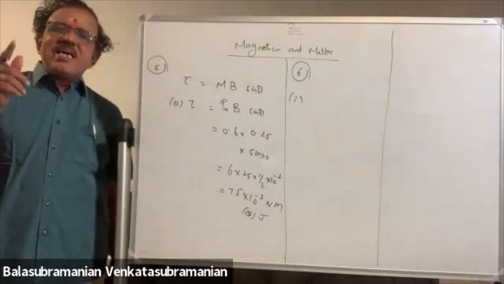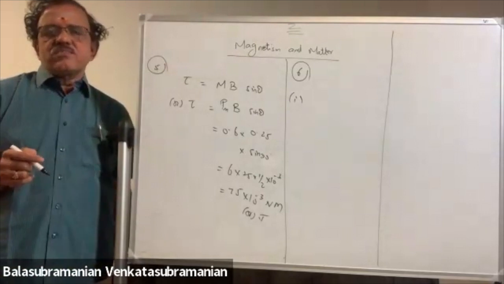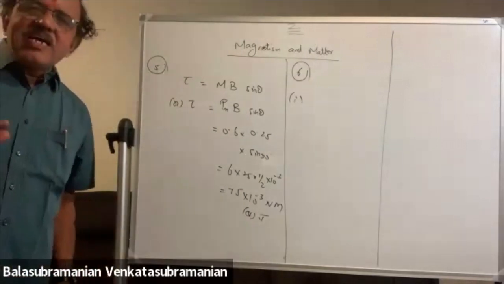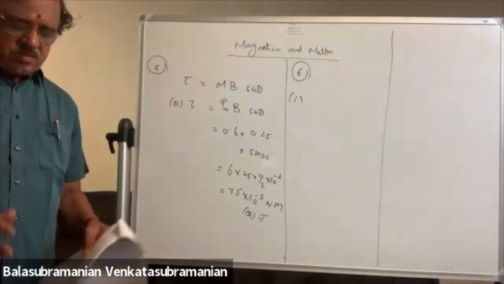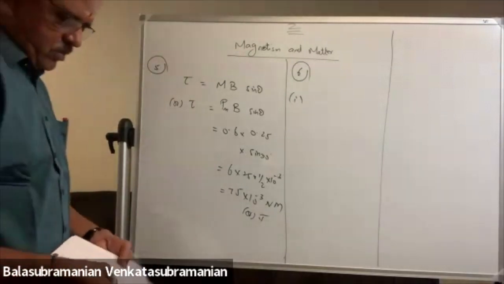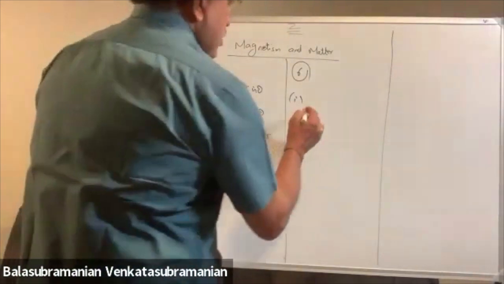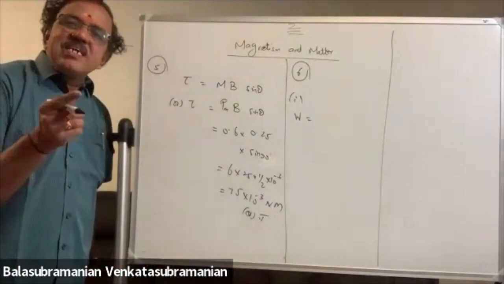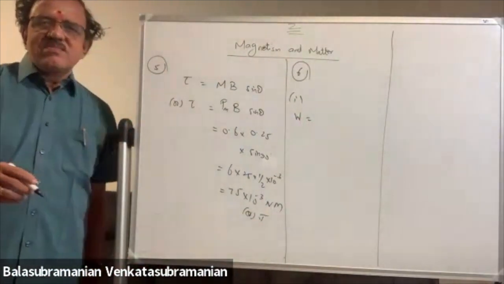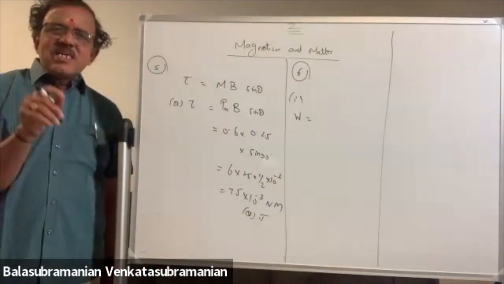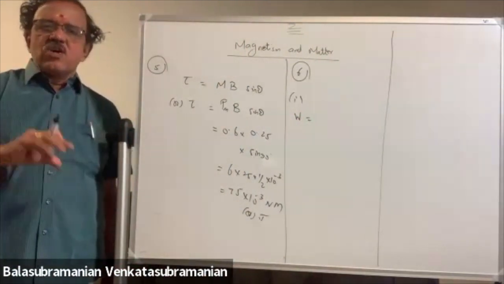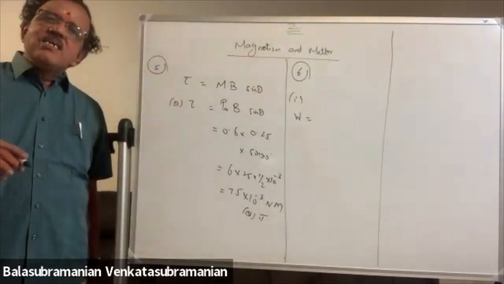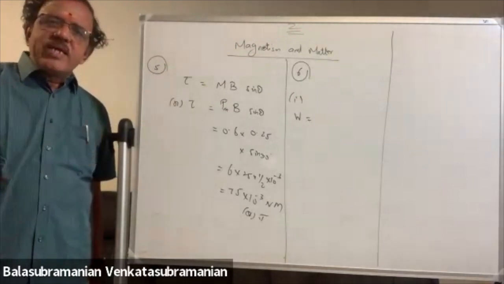Initial angle between the axis and magnetic field, theta 1 is 0. Final angle should be 90, because the question is work required to make the magnetic moment normal to the field. Initially it is along the direction, so theta is equal to 0. Now you are rotating, so normal to the field. So theta 1 is 0, theta 2 is 90.